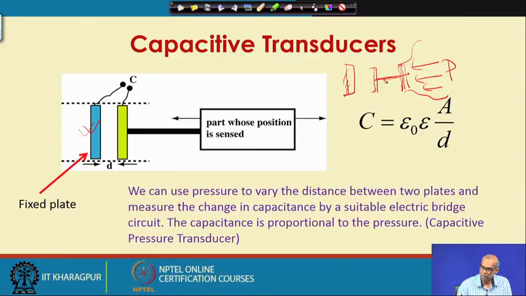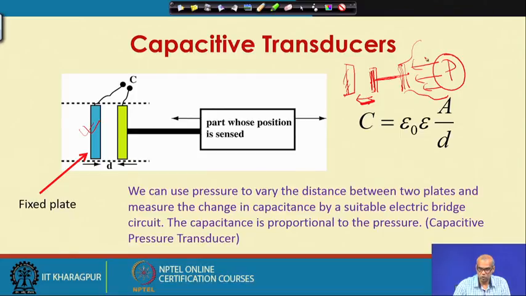That force will be transmitted by this connecting rod, and that will cause this movable plate to change its position. In other words, when I apply higher pressure, this will come forward closer to the fixed plate. If I now decrease the pressure, it will go away from the fixed plate. By changing the pressure here, I can change the distance d between the fixed plate and the movable plate.